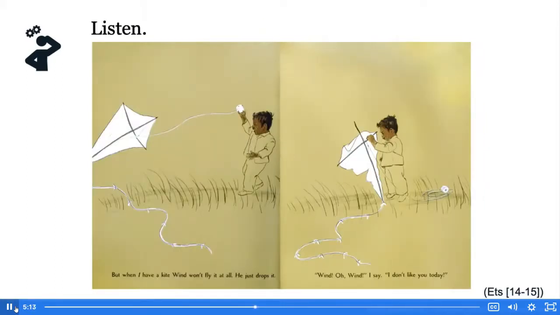Now it's your turn. Listen as I read these pages and think about what problem Gilberto is having with the wind.